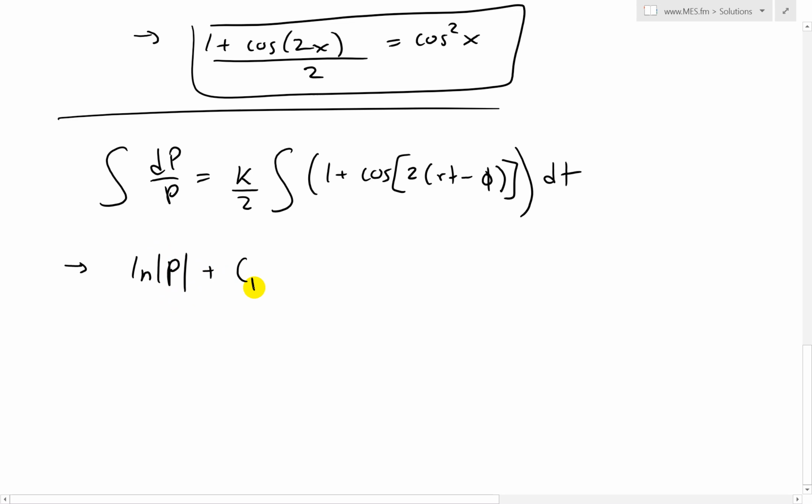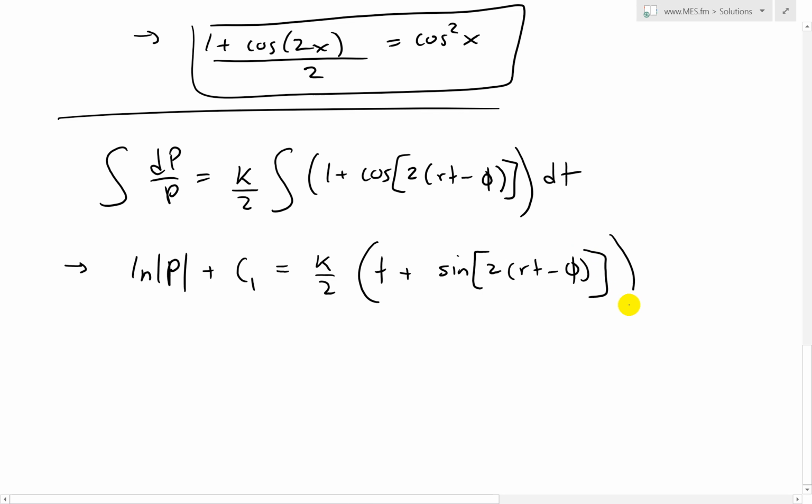So then we always have to add a constant of integration c1, and then here, this is the integral. This is going to be k over 2, and then the inside of this is going to be t plus, and what we have here, the integral of cosine, that's just sine, and then I'll just put this bigger bracket like that, so it alternates from bracket, square, regular bracket, etc. So 2RT minus phi, like this.